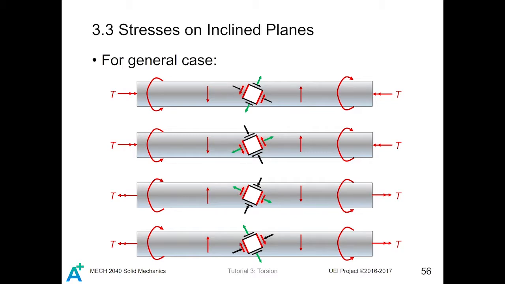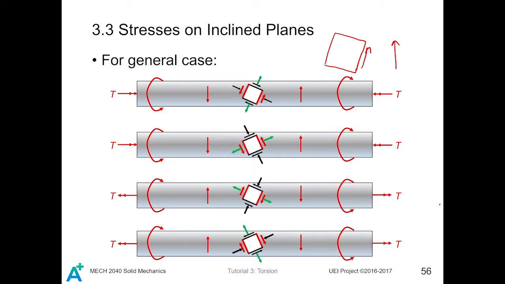For the general case, when we have a stress element inclined like this, observe that when there is a negative torque, there is a shear stress pointing upward on the right hand side of the stress element. Then this shear stress will be transmitted through this bar until it touches this inclined surface. Since this surface is better aligned with this vertical shear stress, we can conclude that there is a shear stress pointing upward along this inclined surface here.